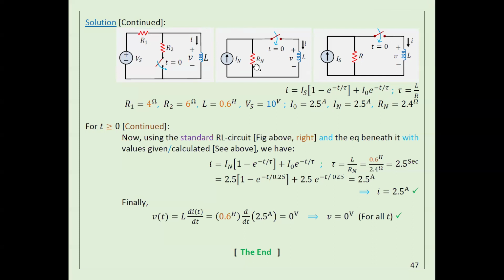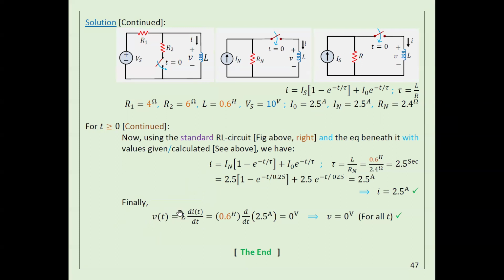IS is actually I Norton. I already found I Norton. I need to find tau. Tau is actually L divided by R Norton. I need to find I naught. We found the initial current I naught. So after you plug in, you can easily find R. Can you find V? Yes, because if you just differentiate, V is actually L di by dt. So if you have I, you can differentiate it to get V.